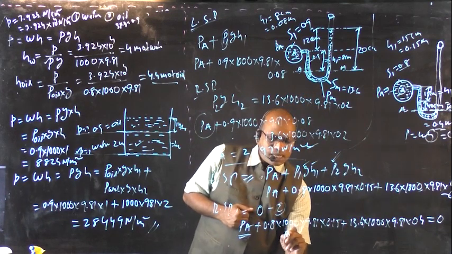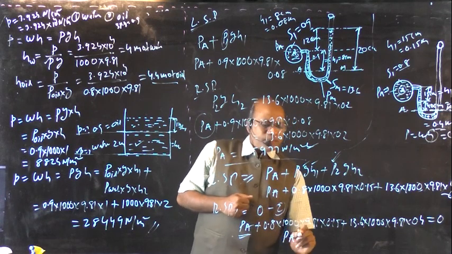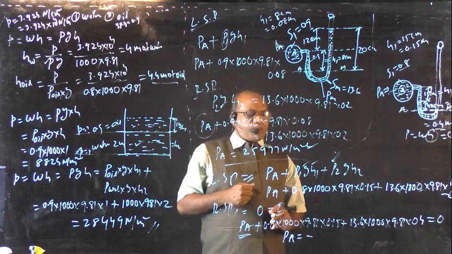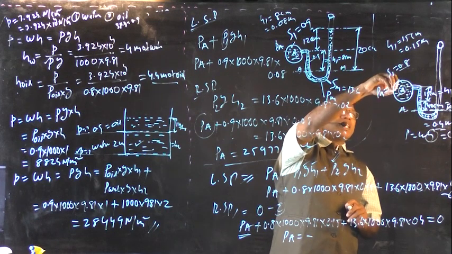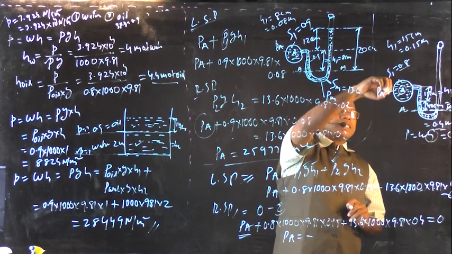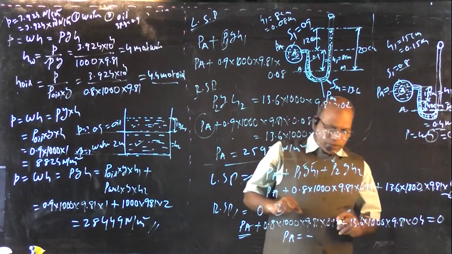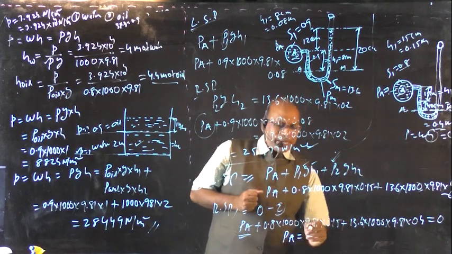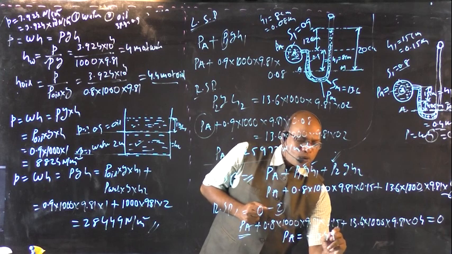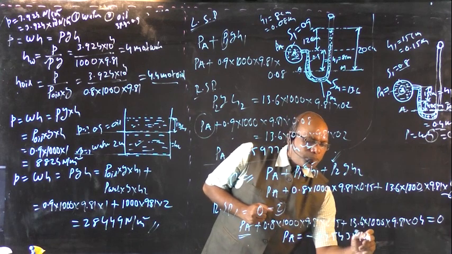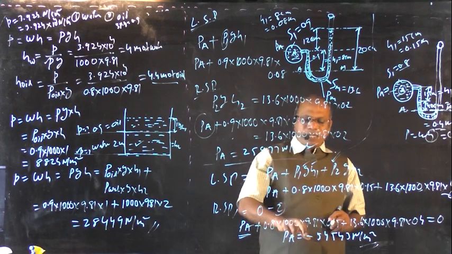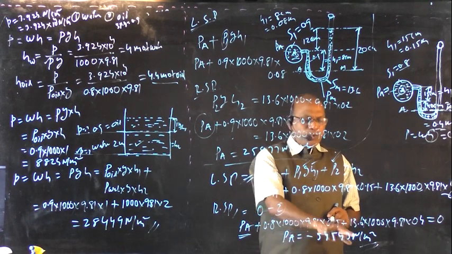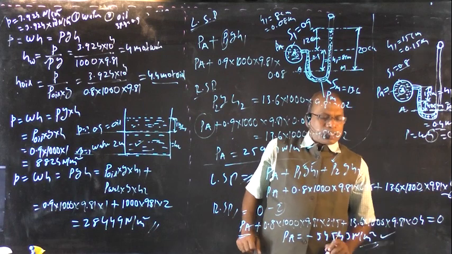Therefore, the pressure at point A should have a negative value, because the pressure in the pipe is a vacuum, that is given in the problem. Therefore, the pressure at pipe A, PA, is equal to 54543 Newton per meter square. This is the pressure in the pipe A, that is the vacuum pressure, minus 54543 Newton per meter square.